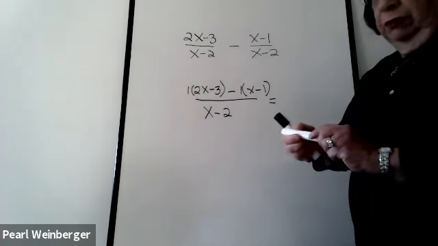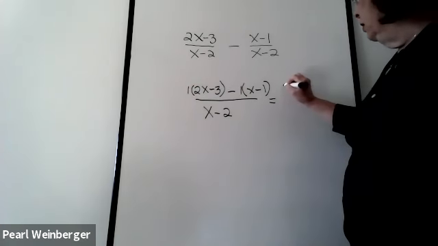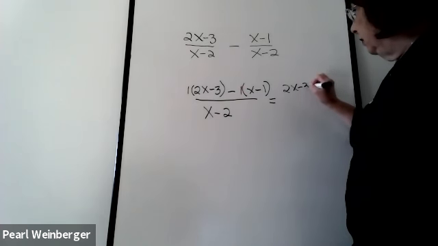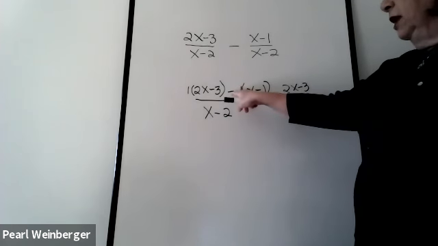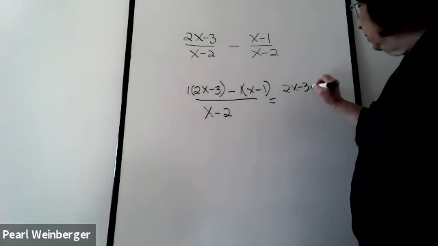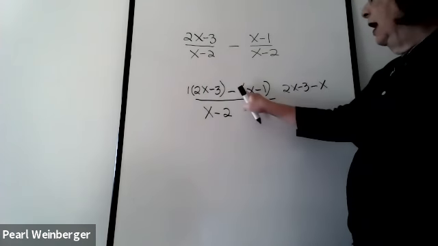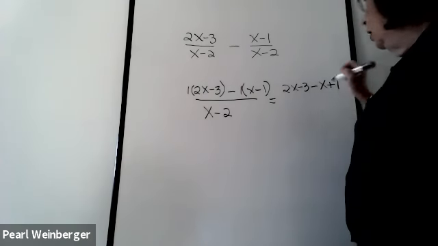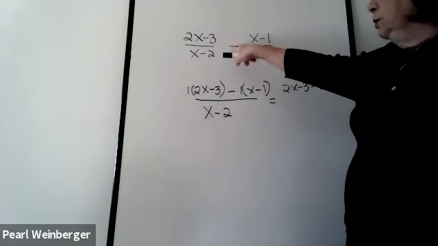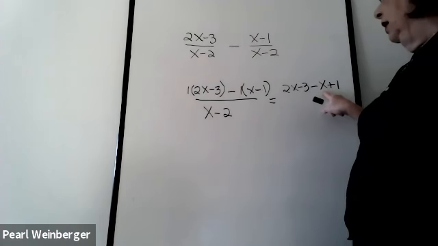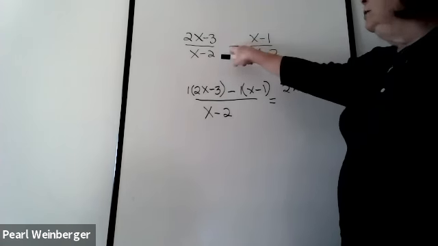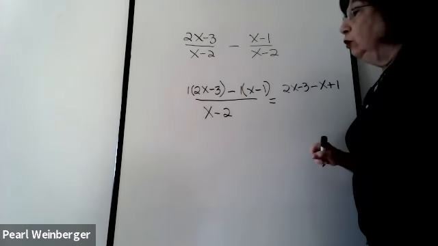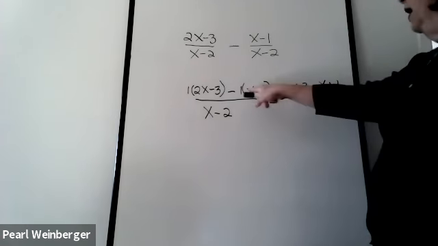So to remove that first parentheses, we just multiply by 1, which gives me 2x minus 3. And the second one becomes negative 1 times x, which is negative x. And negative 1 times negative 1, which is positive 1. Notice I'm subtracting the x, so that's giving me a negative x. And I'm subtracting negative 1. That's why this became a positive 1. You have to be very careful about your signs.